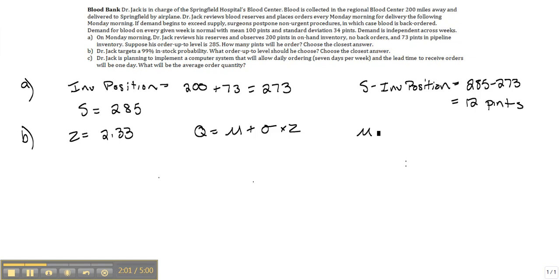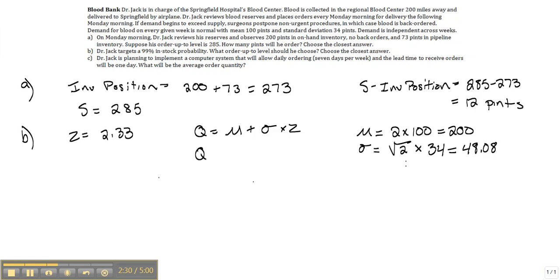So therefore, our mean over that time period is 2 times 100, which is equal to 200, and our standard deviation is equal to the square root of n, or square root of 2, times the standard deviation in the short period, which was given to us as 34. So this is equal to a standard deviation of 48.08 over the period of the lead time plus 1.